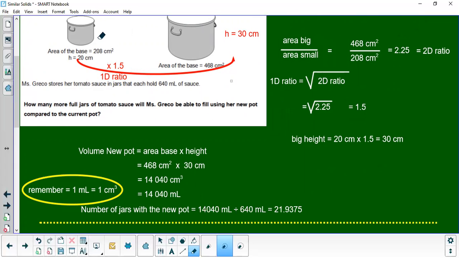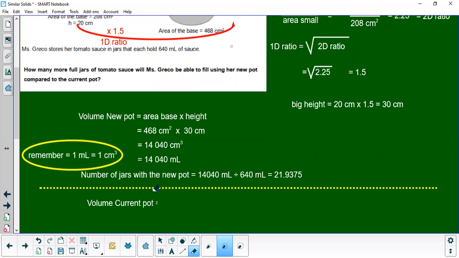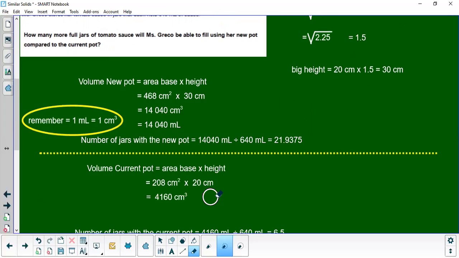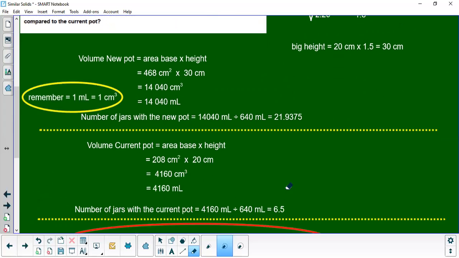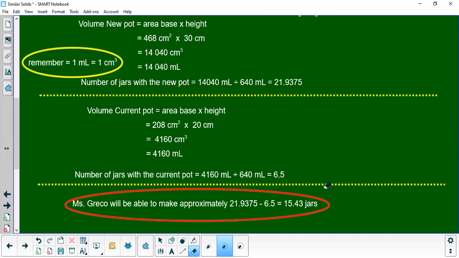And let's find the volume of the small one. Same thing, area of the base times the height: 208 times 20 gives us 4160 centimeters cubed. I can change that directly to 4160 milliliters. How many jars can I make with this? mLs divided by mLs, 6.5 jars. Then I just subtract 21 minus 6.5, which is approximately 15.43 jars. And that's it.